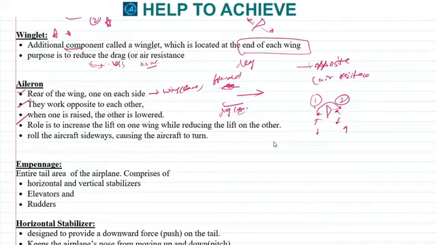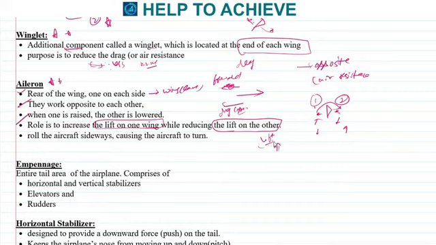What it does is, the main functionality of the aileron is to increase the lift on one wing while reducing the lift on the other. Depending on which aileron is lifted, that wing will get the increased lift, and the wing whose aileron is on the other side will have reduced lift. So the major functionality is to control the lift.